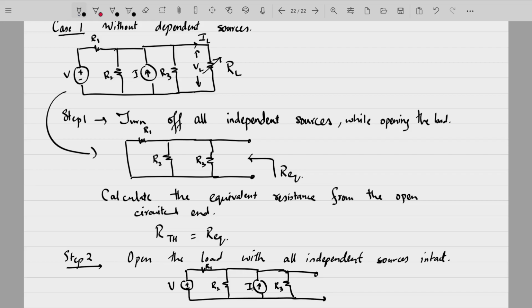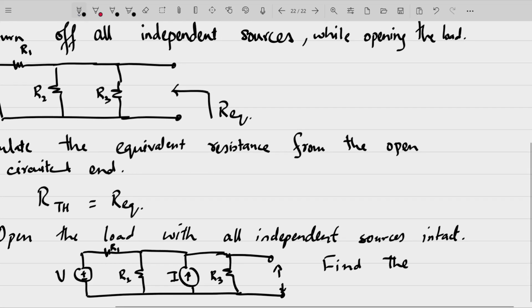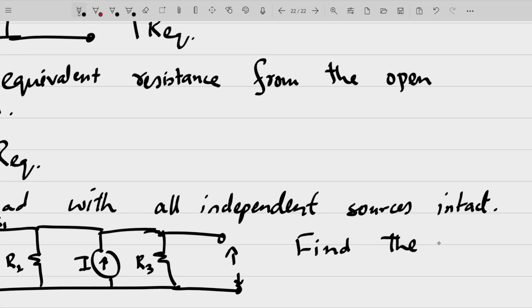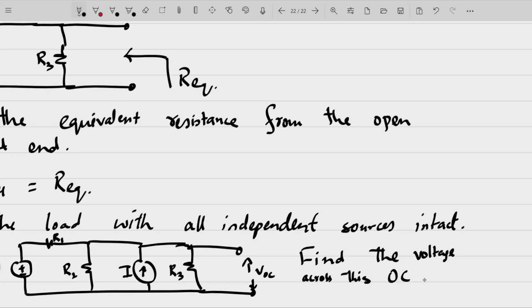What you have to do in this case is, now there will be a voltage across this end. Find the voltage across this open circuit. This voltage across the open circuit, VOC, will be nothing but the Thevenin's voltage.